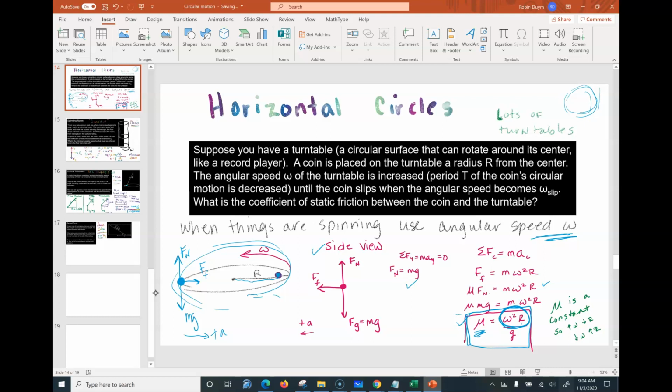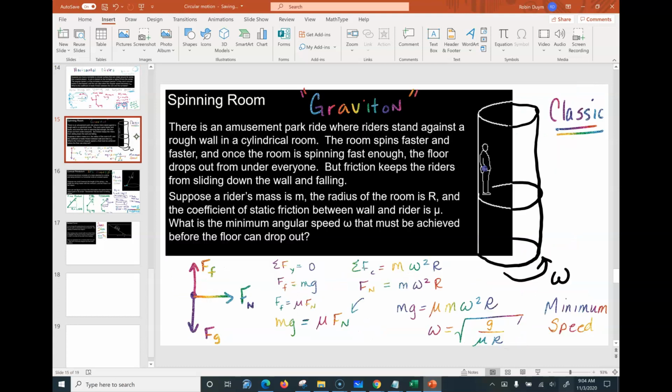You could place 1 coin, 50 coins, a roll of quarters, whatever. It won't change as long as the materials are still the same. Then your coefficient will stay the same. All right. Any questions so far?